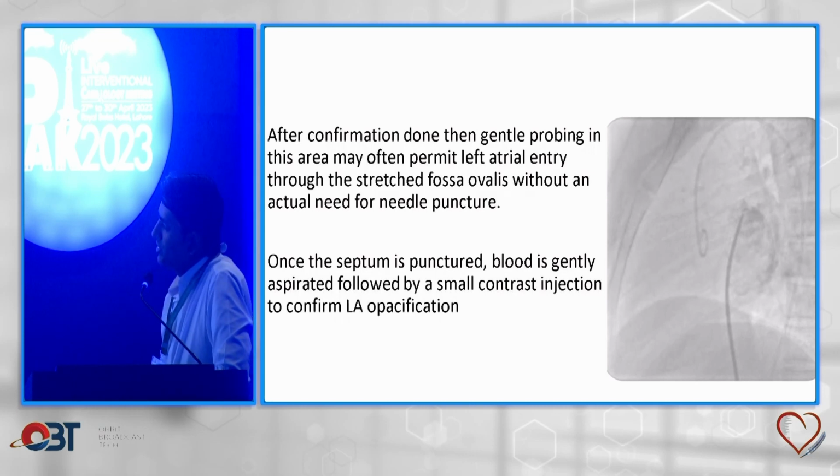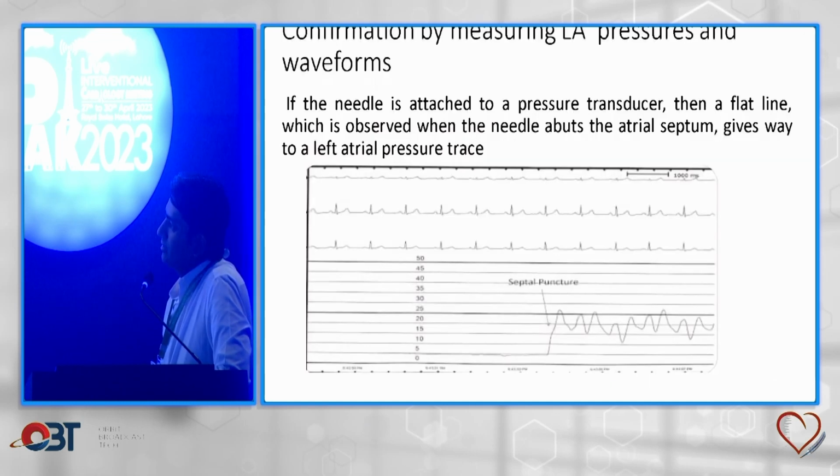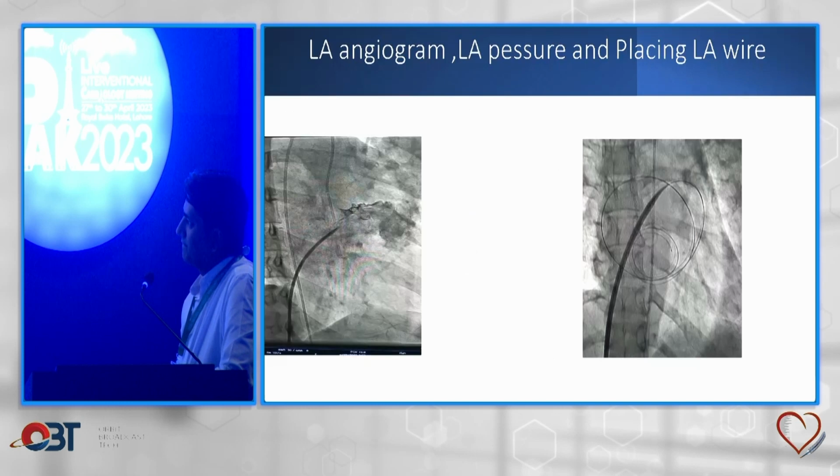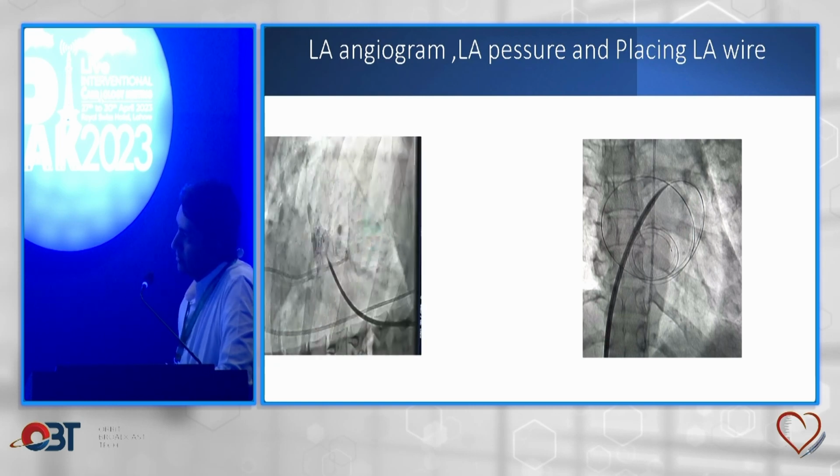As I told, after confirmation, we'll push the system, led by the puncture needle, into the LA. We'll give some dye and confirm our puncture. It can be confirmed by the pressure tracing attached to the puncture needle, by the change in the pressure tracing while entering from RA into the LA. We'll do the LA-gram, we'll see the puncture site, and then we'll put the wire in through this puncture needle and the dilator to dilate the LA septum.